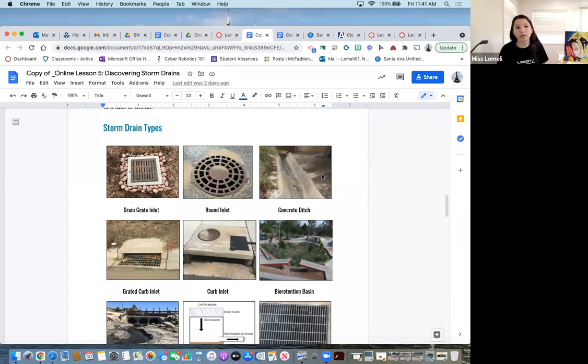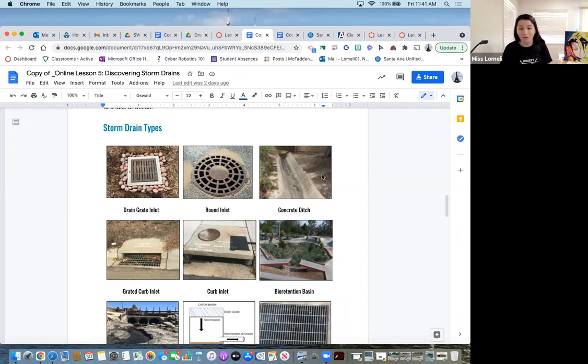Because some of you were turning in pictures of not storm drains. You were turning in pictures of meters and sewer lines. If you see an S on the lid, that's a sewer line. You 100% do not want to test that. That has sewer in it, worse than the storm drain.